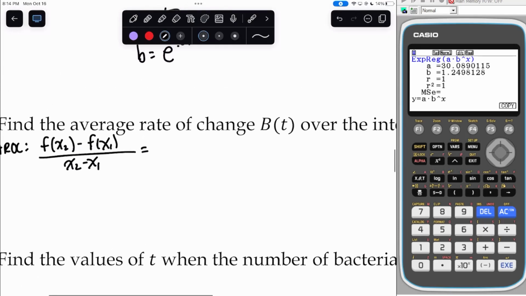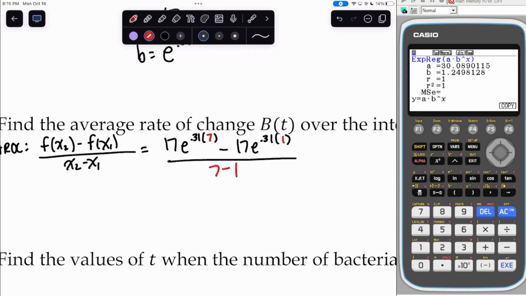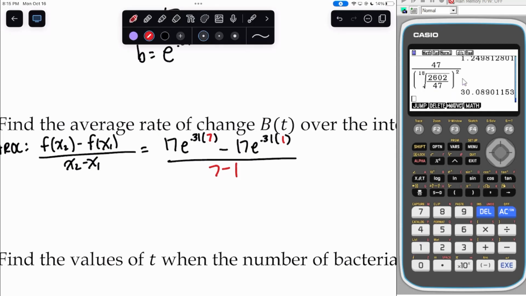So in essence, I have 17e to the 0.31 times 7, all minus 17e to the 0.31 times 1, all divided by 7 minus 1. So at this point, I couldn't do much more by hand besides simplifying that 7 minus 1. So let's go ahead and just plug this into the calculator and see what we get. So I'll press menu, let's press 1. Let's see, let's plug this in. Let's do the fraction button.